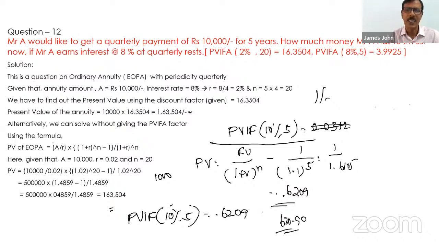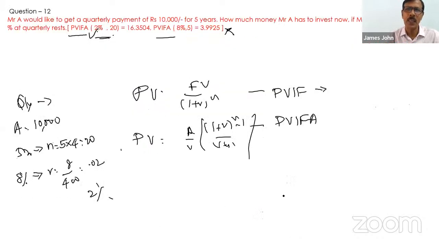2%. Yes, and PVIFA. Yes, the reason is to confuse you. Because if you immediately look, the interest rate is 8% and the number of years is 5, straight away you apply this. This is wrong. Because the annuity payment is quarterly.